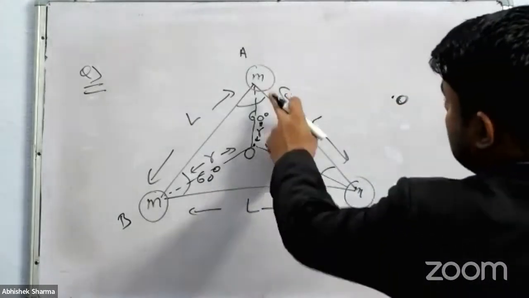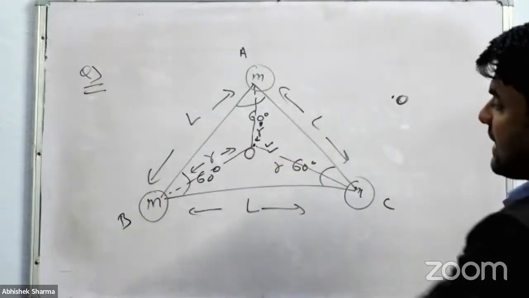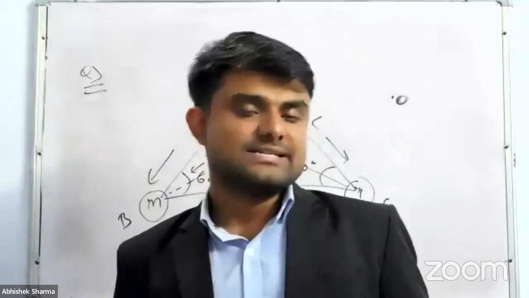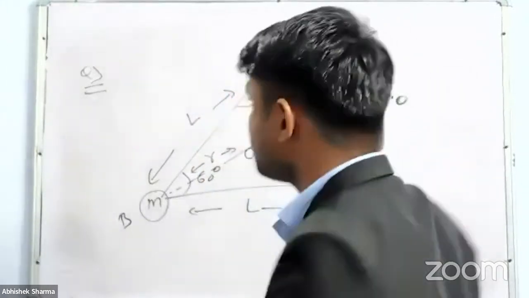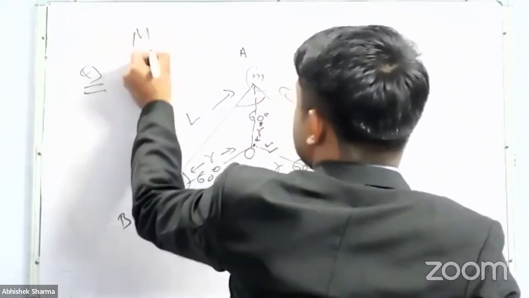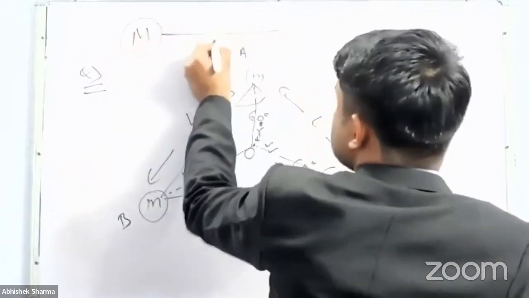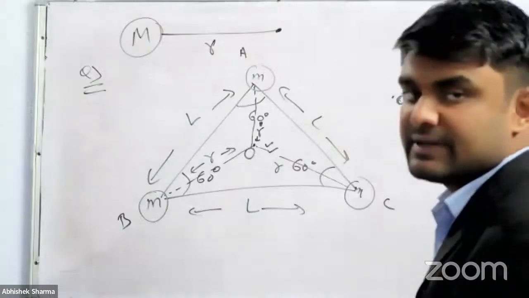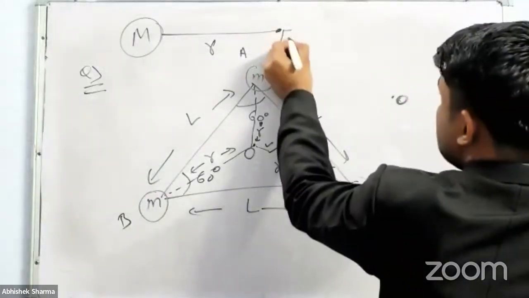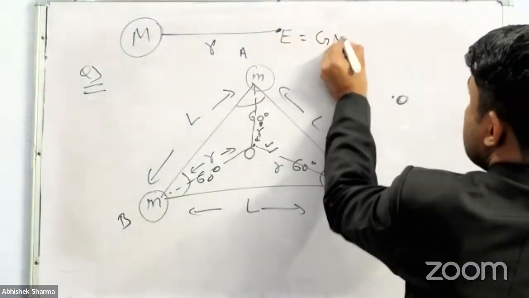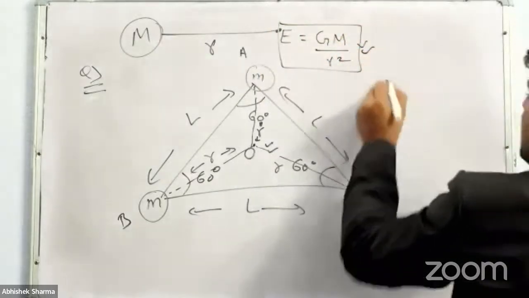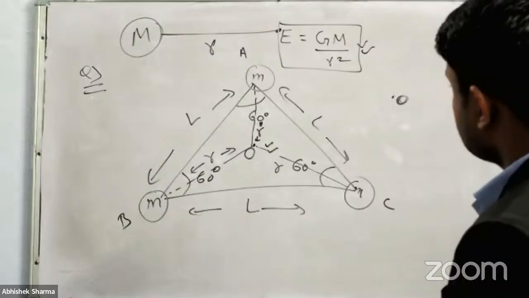This is point O, and the gravitational field strength at point O, we have just derived for a generalized case. If we have a mass, say capital M, then at R distance from this mass, the expression for gravitational field intensity is G M upon R square. This is our basic formula, isn't it?